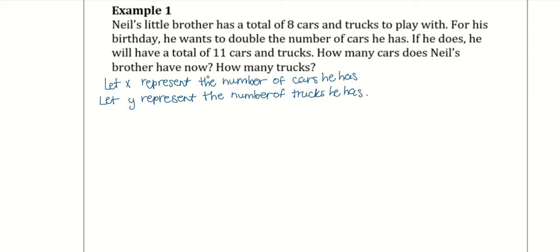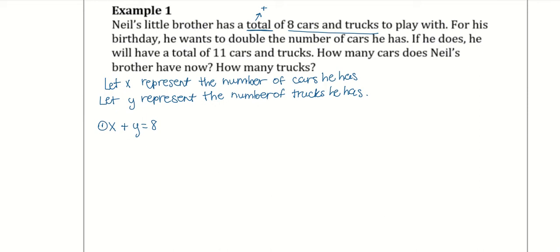Okay, once I have my let statements, now I have to create two equations that model the problem. So from the first sentence, it tells us that Neil's little brother has a total. So the word total means that we're going to be adding things together. He has a total of 8 cars and trucks. So that means that we don't know how many of each. So cars and trucks added together, there are 8. So I'm going to call this equation 1.